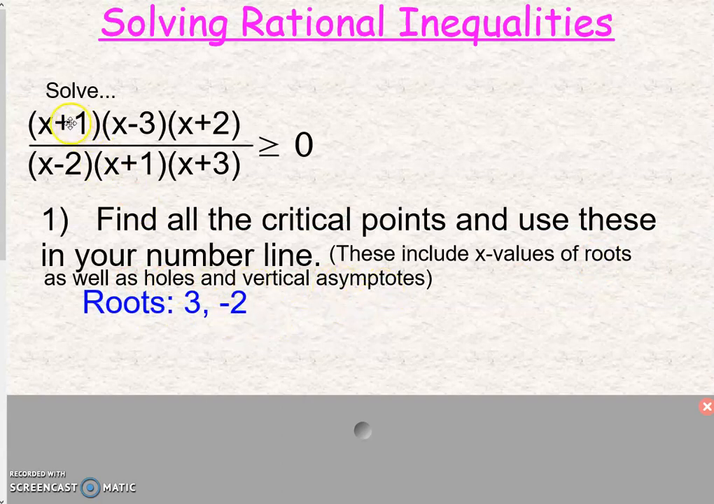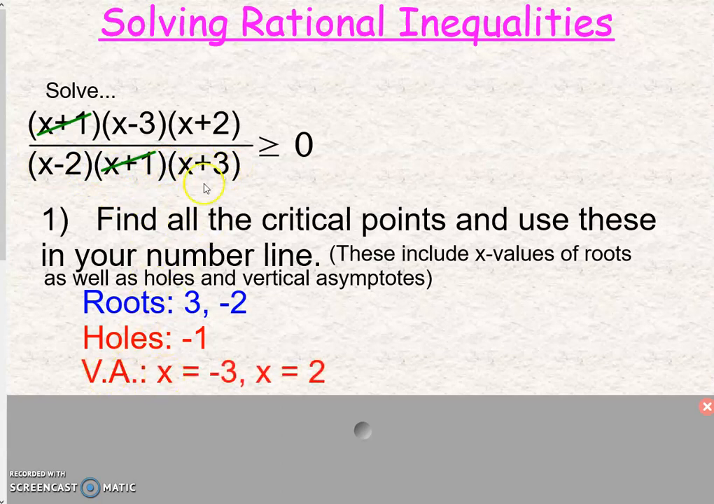So first of all, I jumped ahead by misclicking that number, but you see that we do have a hole here because the (x plus 1) over (x plus 1) is just a giant 1. So when we look at our roots, we have a root at 3 and a root at -2. We have a hole at -1. And the final thing that I really care about would be the vertical asymptotes. And so we have vertical asymptotes at an x of -3 and an x value of 2.